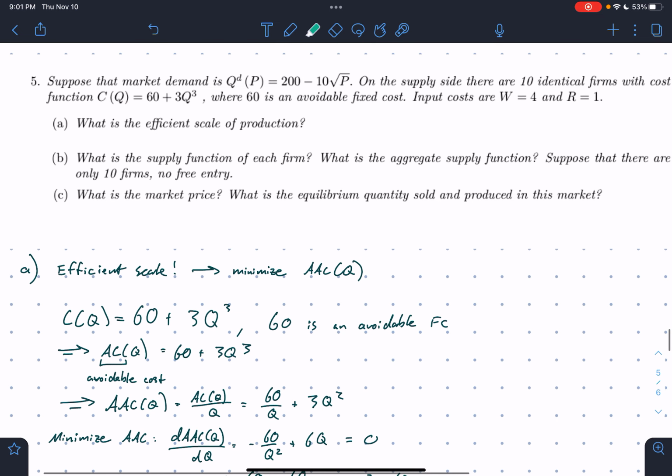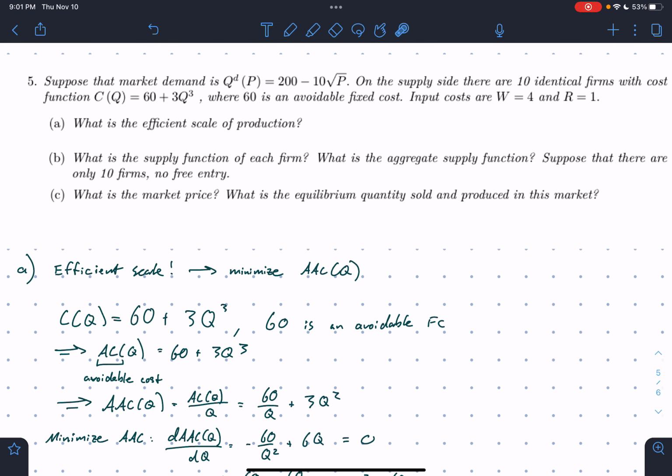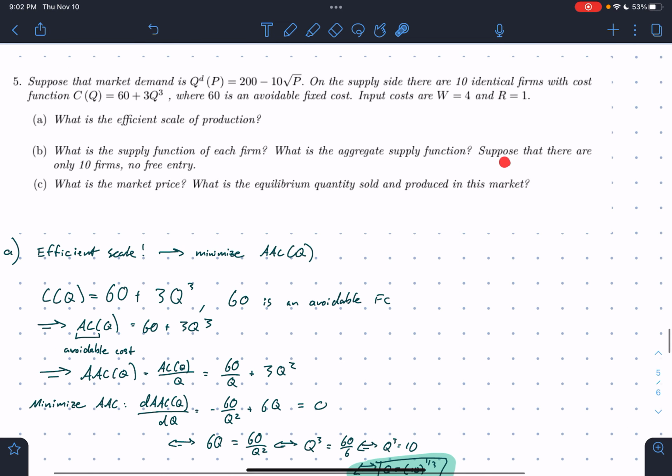Okay. Now, given this, we want to find the supply function of each firm. Then using that, we want to find the aggregate supply function. So we're just going to add up the supply functions for each firm. And we assume that there are 10 firms and there's not going to be any free entry. So we're just fixed at 10 firms.